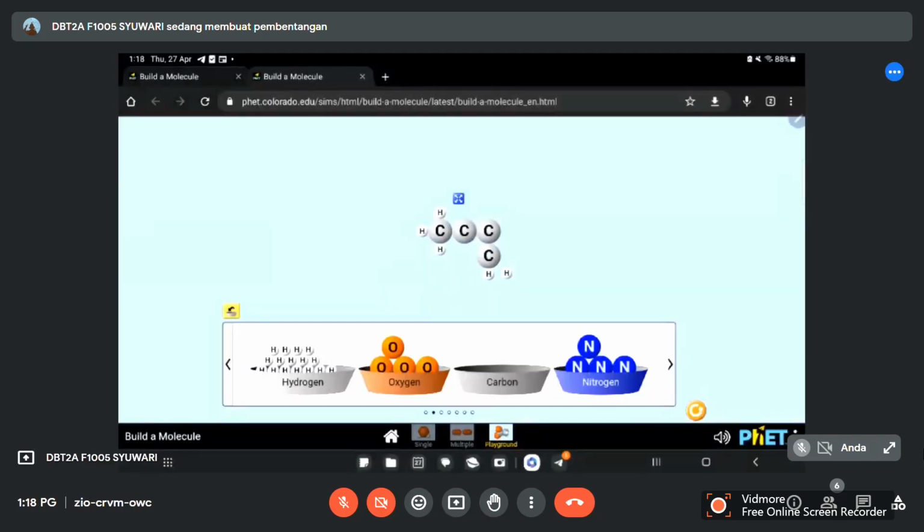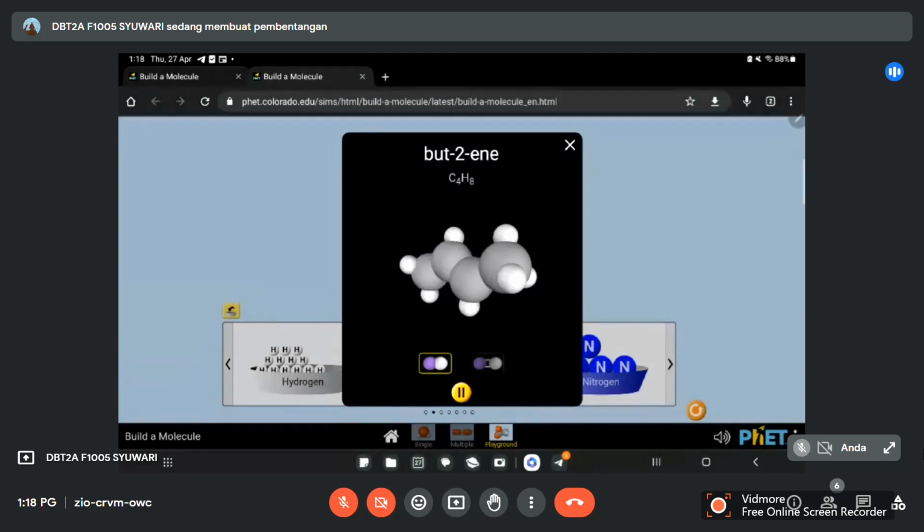So we put here, and also here. So we get but-2-ene. But-2-ene or 2-butene is the same name, so you guys don't get confused by the name. So we click the 3D button again because we want to see the 3D structure of but-2-ene or 2-butene. So we can see here the 2-butene structure, which is a 3D ball structure, is like this.